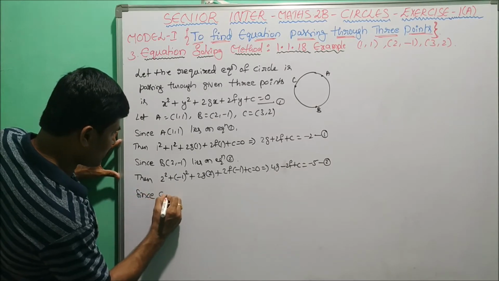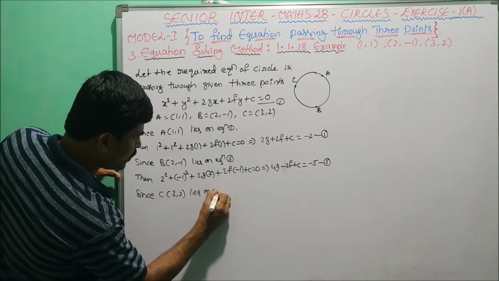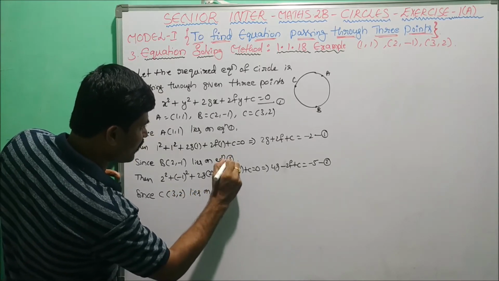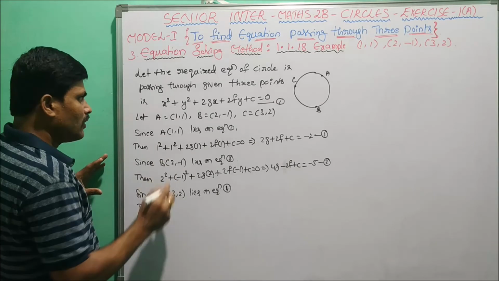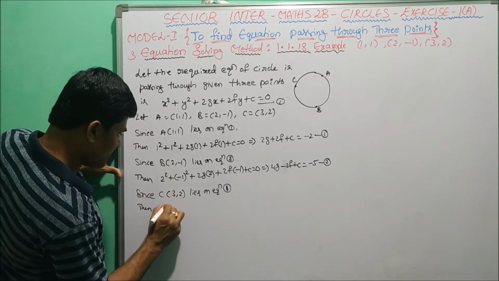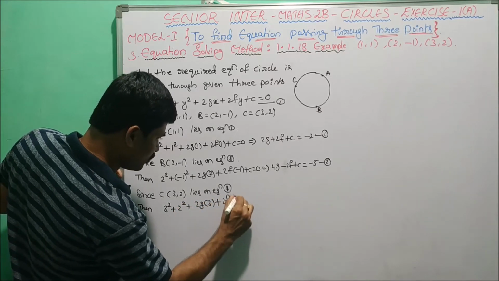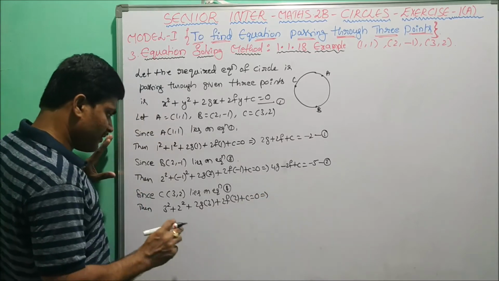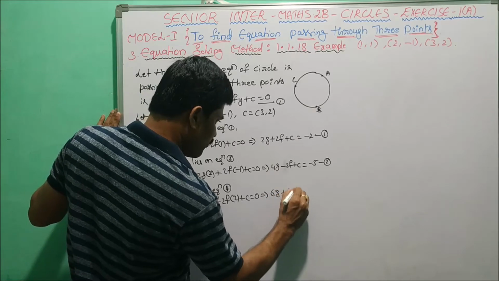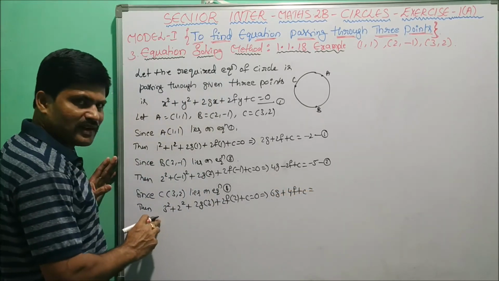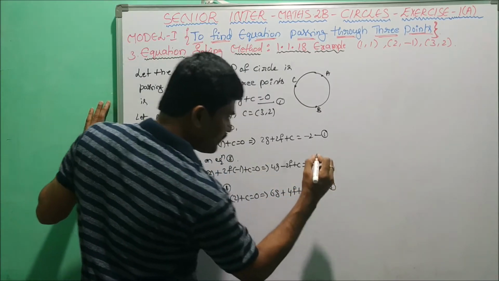Similarly, since the third point C(3, 2) lies on equation 1, then we substitute the point in equation 1. Here we take 3 square plus 2 square plus 2g into 3 plus 2f into 2 plus c equals 0. Now it can be simplified: 6g plus 4f plus c. Here the constant is 9 plus 4, 13. We take it to the right side, that is minus 13, which is equation 3.